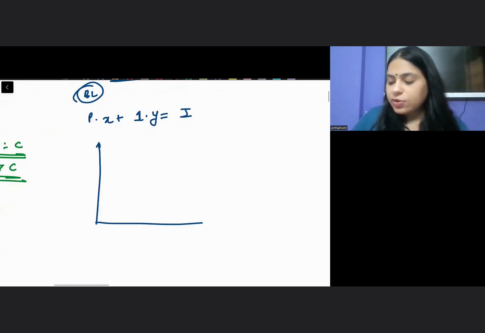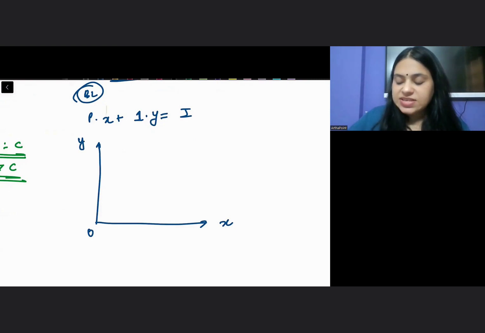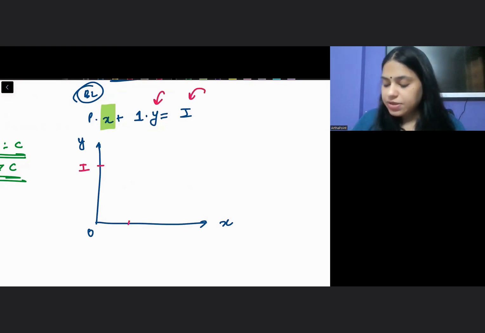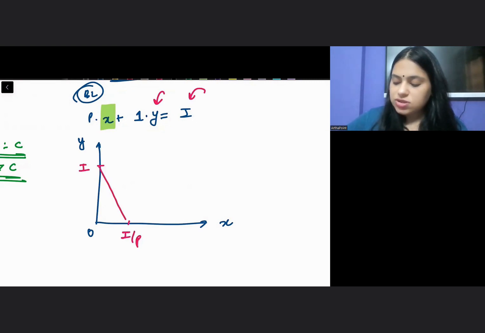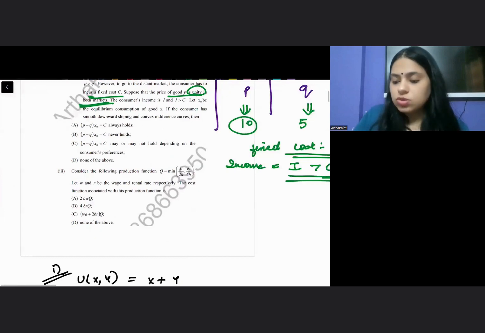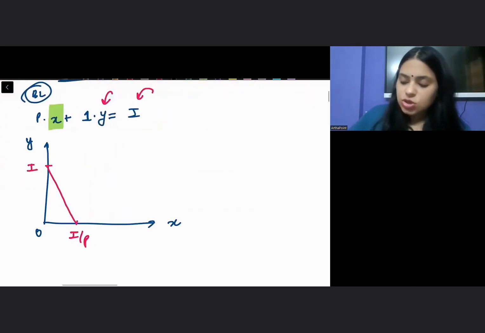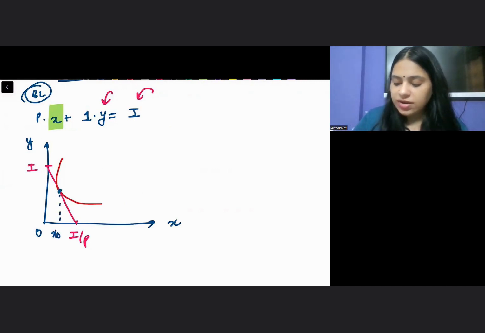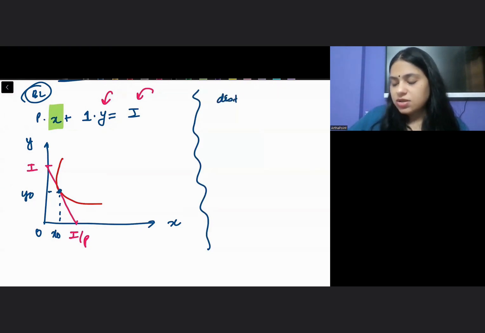So if I were to plot this, I can take X here and Y here. When I put X as 0, I get Y as I. And when I put Y as 0, I get X as I by P. I can just join these and this will be my budget line. Since this tells me that I have smooth, downward sloping and convex ICs, maybe I will draw an indifference curve here and I will get this as my X naught and Y naught, which is my equilibrium demand, right?